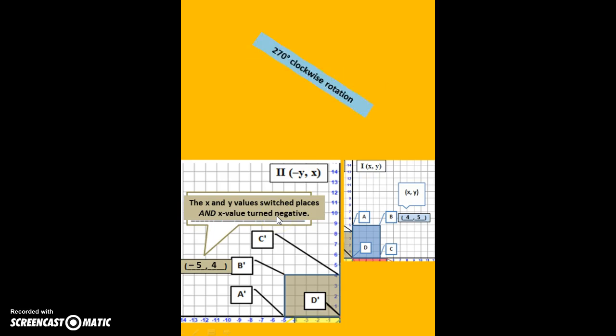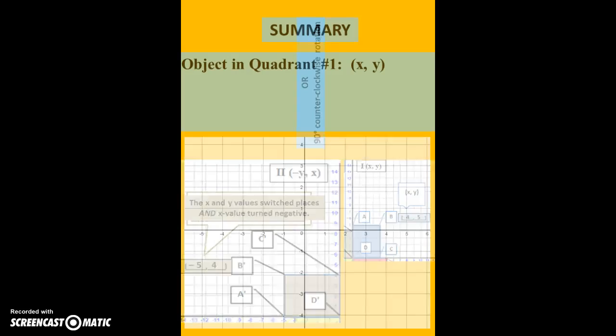We can call that either a 270-degree clockwise rotation, which looks like that, or we could also call it a 90-degree counterclockwise rotation, which looks like that. So we can look at the rotations as going either left or right, except if it's 180 degrees, where whether it goes left or right, it's going to end up in the exact same spot.